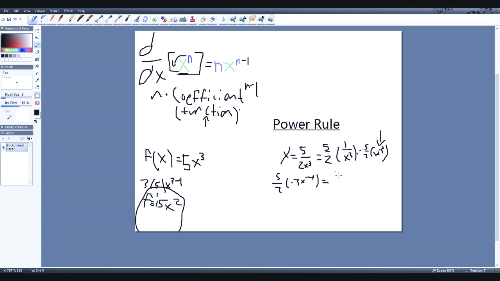Then I'm going to rewrite it even further to help me simplify. 5 over 2 times negative 3 over x to the 4th. So my derivative would be negative 15 over 2x to the 4th power. And that would be my derivative.